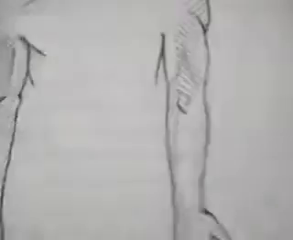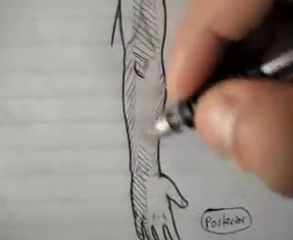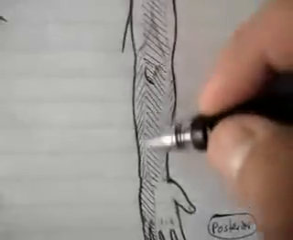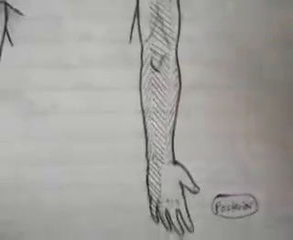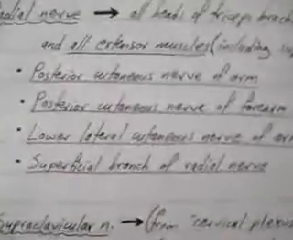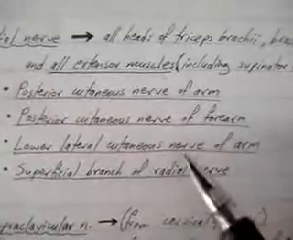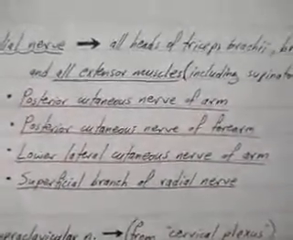The posterior cutaneous nerve of forearm runs here, right along the back of your forearm. Remember, this is the medial and this is the lateral side. It also gives off two other branches. One is called the lower lateral cutaneous nerve of arm, and the other is the superficial branch of radial nerve.